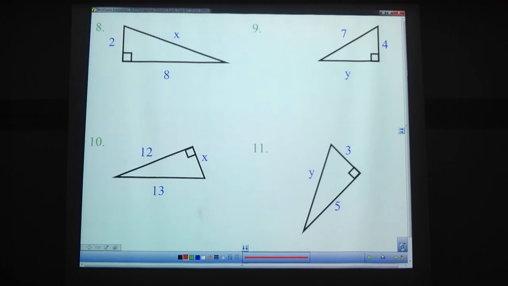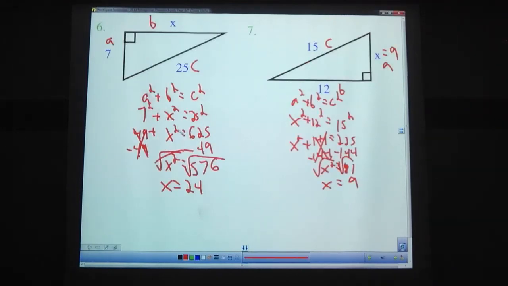And 8, 9, 10, and 11. Try these ones out. Some of them are ones where you're finding the hypotenuse. Other ones are ones where you're finding the legs. So for instance, number 8, you have the hypotenuse that you're finding. Number 9, you're finding one of the legs. I always circle the hypotenuse so I know that I set up my equation with the hypotenuse at the end. So 2 squared plus 8 squared equals x squared. And then on this one, that would be y squared plus 4 squared equals 7 squared. Try out these four problems. Finish up these two. And then try out the other ones on your own.